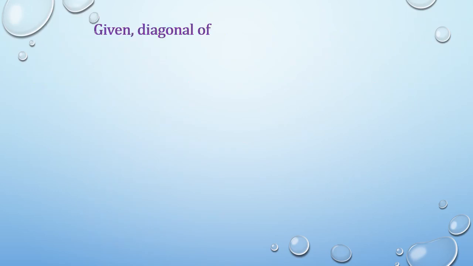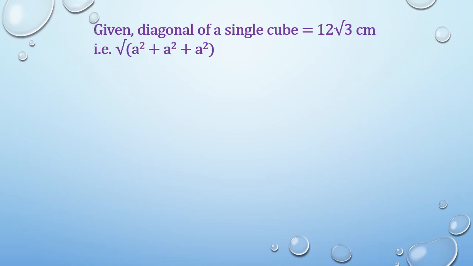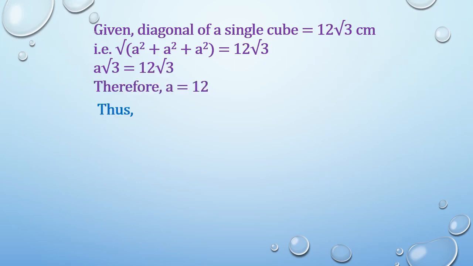Given diagonal of single cube is equal to 12 square root of 3 centimeter. That is, square root of a square plus a square plus a square is equal to 12 square root of 3. So, a square root of 3 is equal to 12 square root of 3. Therefore, a is equal to 12. Thus, 12 is equal to 6x. So, x is equal to 2.